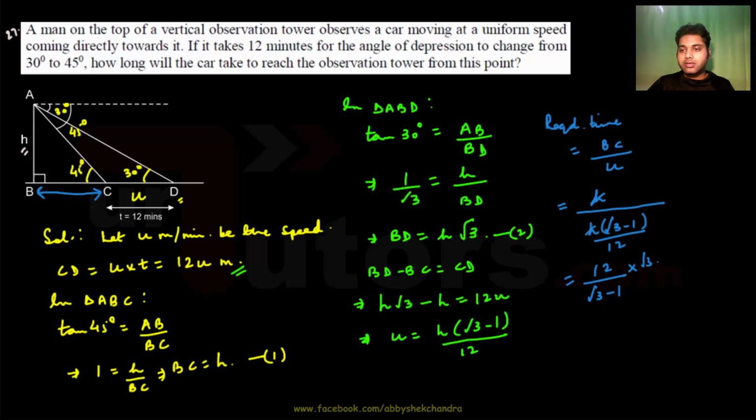So rationalize it, root 3 plus 1 by root 3 plus 1. There will be 12 by, this is a minus b into a plus b, that will be a square minus b square. So root 3 square is 3 minus 1 square is 1, into root 3 plus 1, equal to 6 into root 3 plus 1. You can change root 3 to 1.732 and calculate the answer in decimals. So it will be these many minutes.